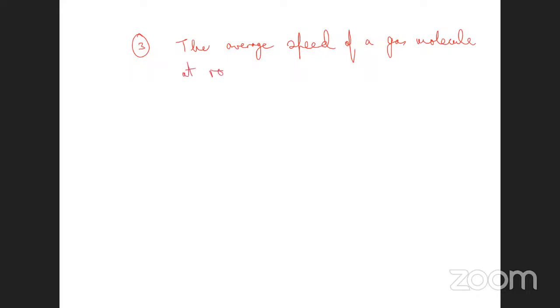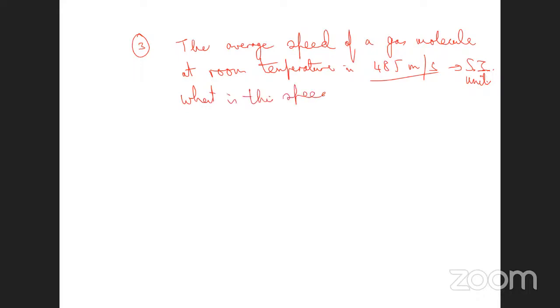At this temperature it is 485 meters per second. Now this is all SI units, right? Speed is given. The question is, what is this speed in miles per hour? Now, if we convert this to miles, then you know miles per second, then you can make it for hours. So that's how we do it.